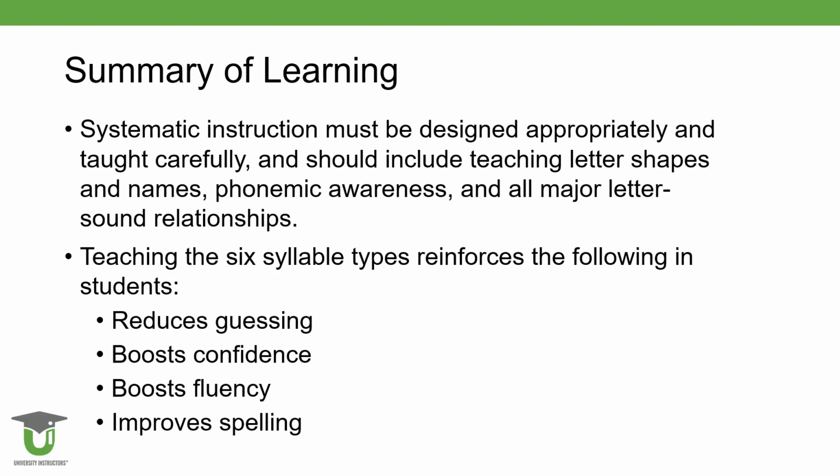To be effective with young learners or those students for whom English is a second language, systematic instruction must be designed appropriately and taught carefully, and should include teaching letter shapes and names, phonemic awareness, and all major letter-sound relationships. Teaching the 6 syllable types reinforces the following in students: reduces guessing, boosts confidence, boosts fluency, and improves spelling.